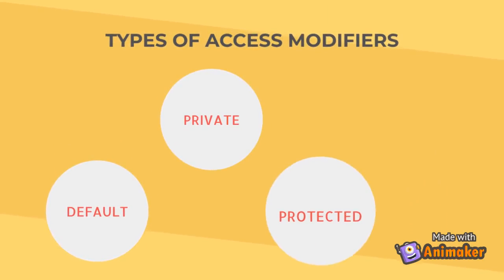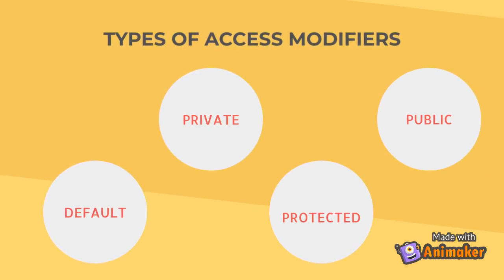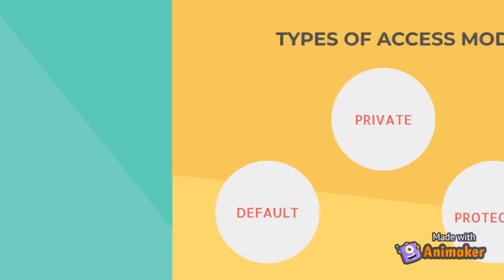Based on the access levels, these access modifiers are classified into four types. They are default, private, protected, and public. Now, let's see in detail about each modifier. First, let's start with the default modifier.